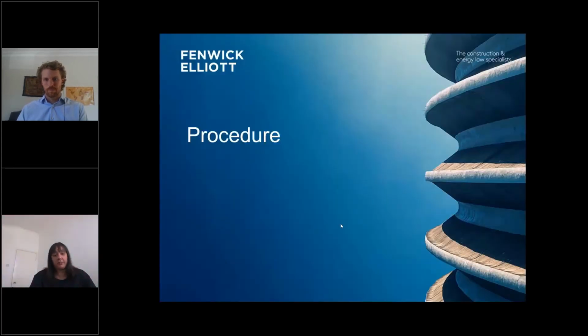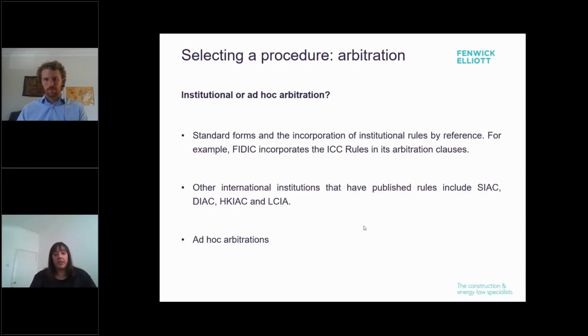There are two approaches here, institutional arbitrations versus ad hoc arbitrations. Arbitration clauses in standard form contracts will often have a set of procedural rules from a dispute resolution institution incorporated by reference, which can be amended as necessary by the parties. For example, FIDIC incorporates the ICC rules in its arbitration clauses. Other institutions that have published rules include the Singapore International Arbitration Centre, DIAC, and the LCIA, amongst others. The key consideration when choosing an arbitral institution is fees, which can vary significantly.